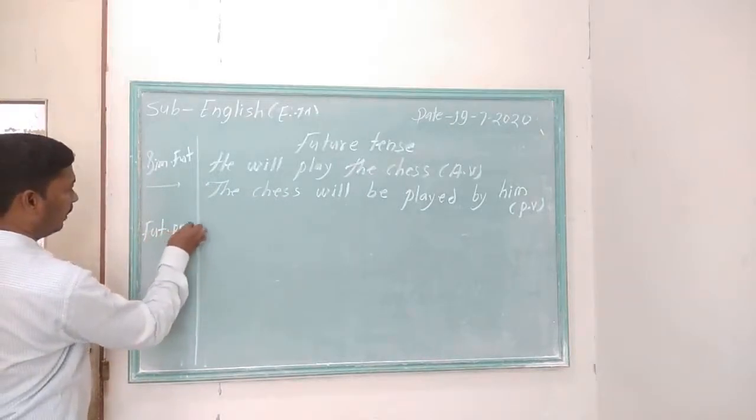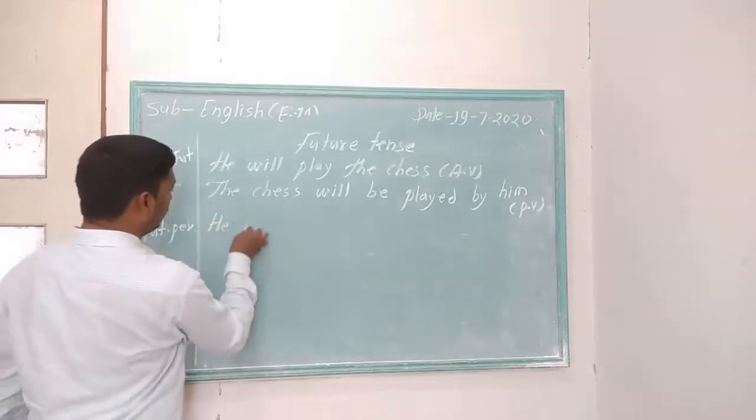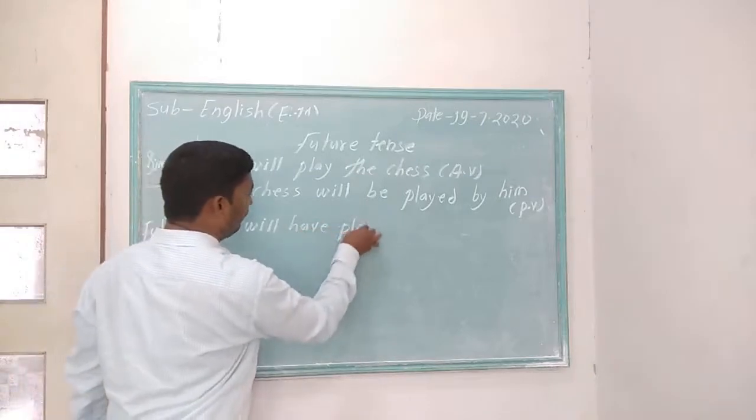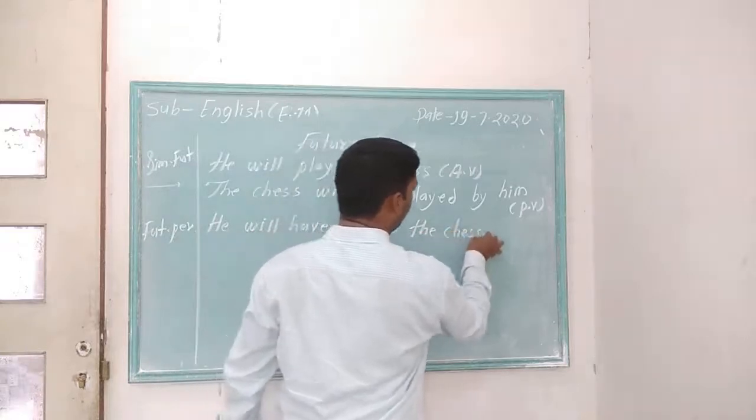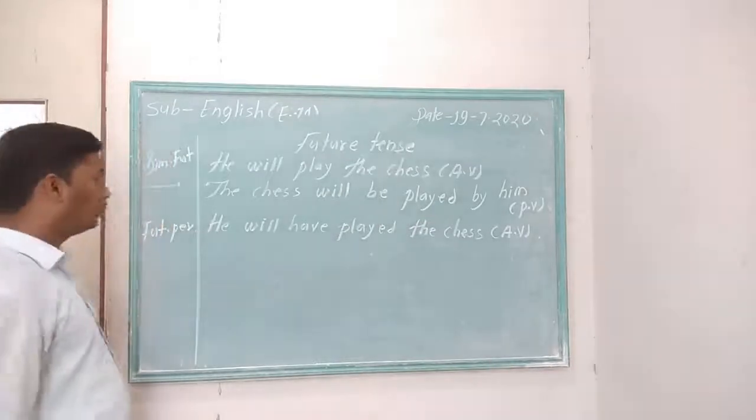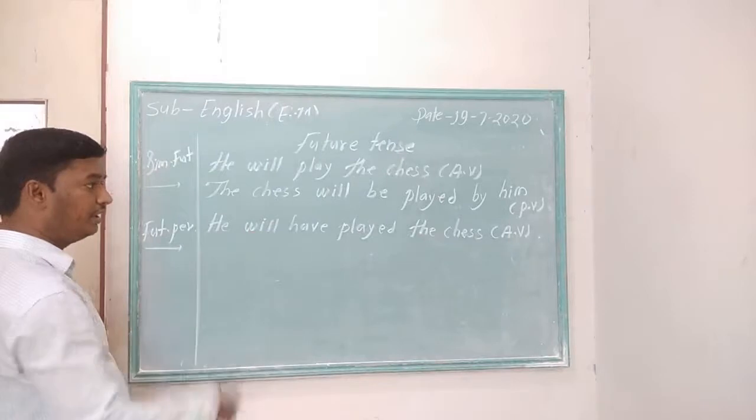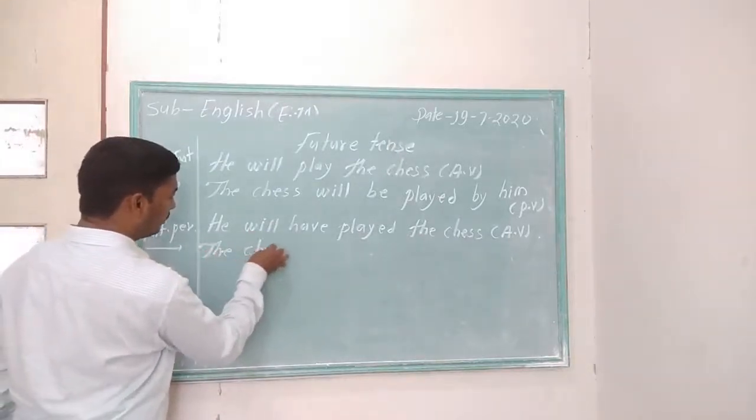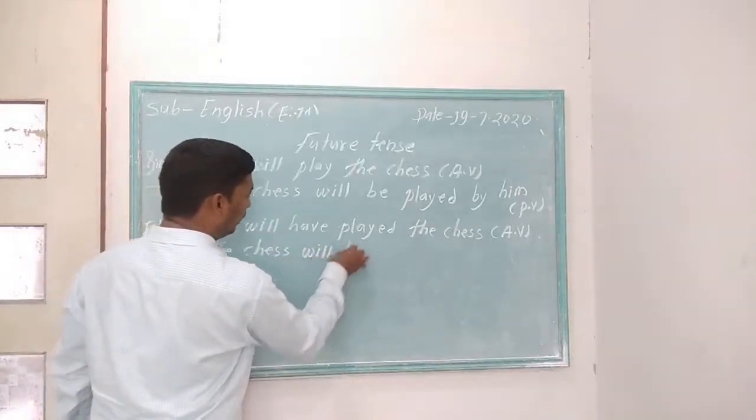The same sentence I convert into future perfect. He will have played the chess. It is active voice. Look how to convert it into passive voice. It is in future perfect. First take the object, the chess. Then take will have.